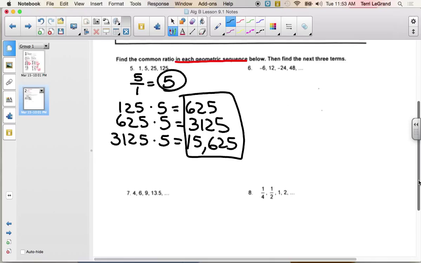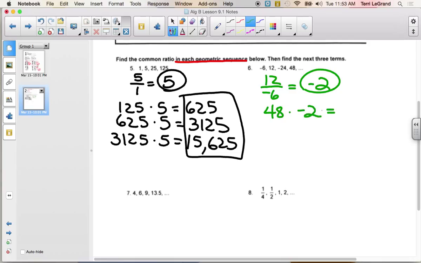Okay, let's do the next one. Breland, you picked the 2 terms we're going to use to find the constant ratio. 12 over -6. Okay, 12 over -6. So our common ratio is -2. So we need the next 3 terms, so we start with the last one and start multiplying.